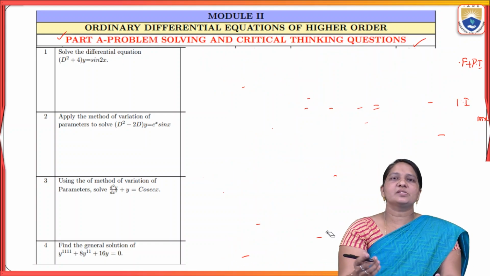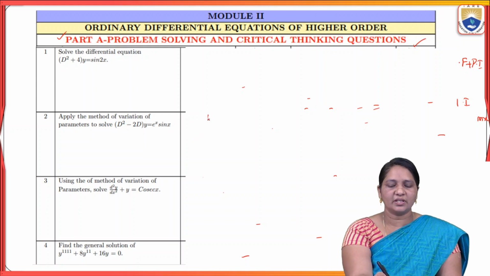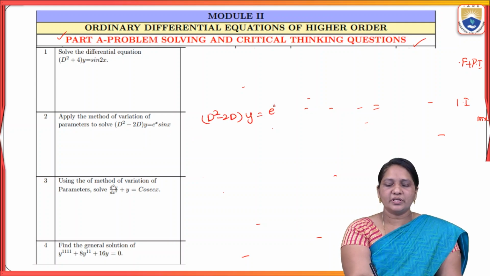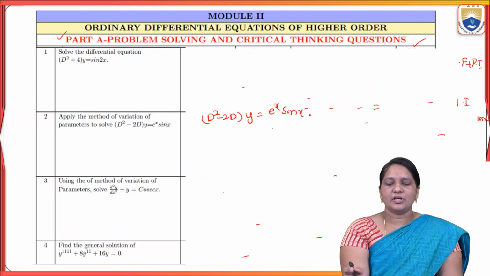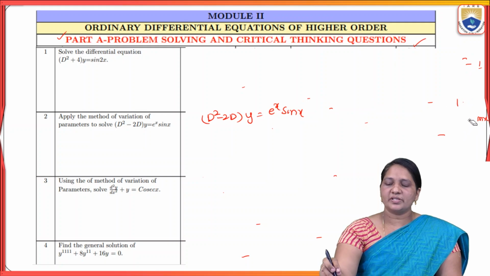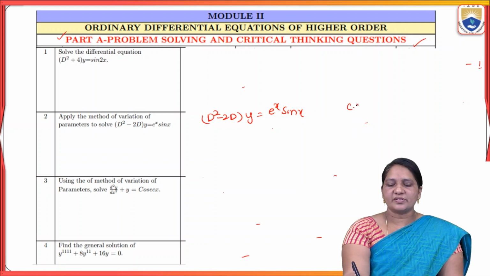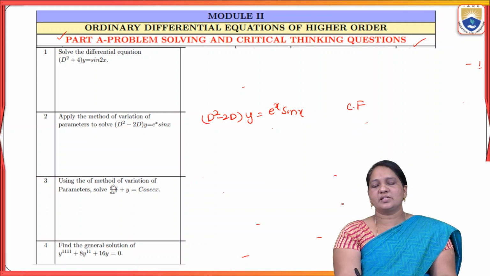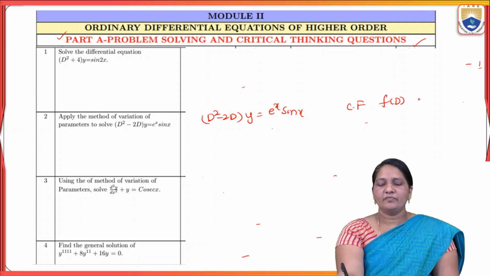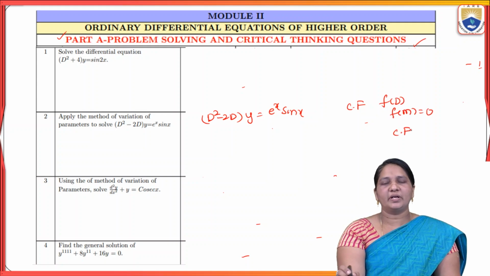So see the second question. The second question is: apply the method of variation of parameters to solve the equation (D squared minus 2D) y equal to e power x into sin x. I already explained before that if you apply the method of variation of parameters, we have to follow some steps. First we have to calculate the complementary function. By using the f(D) value, we write f(m) equal to 0, and after that we can write the complementary function.